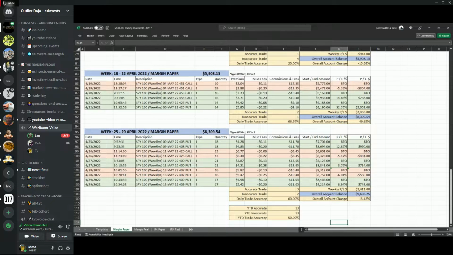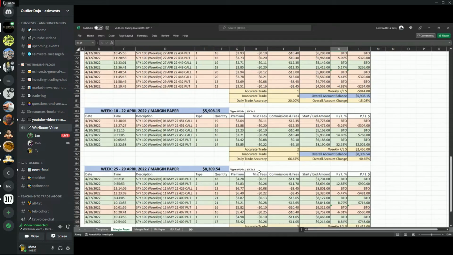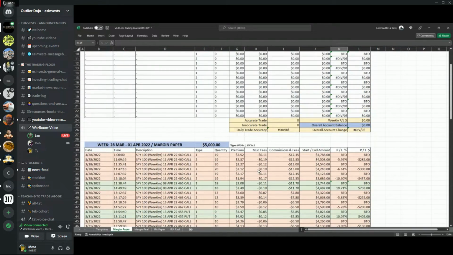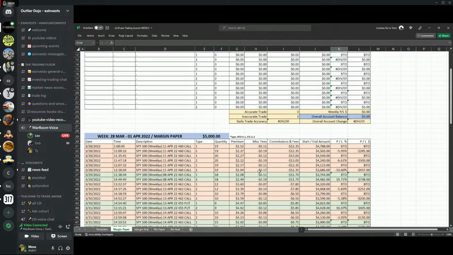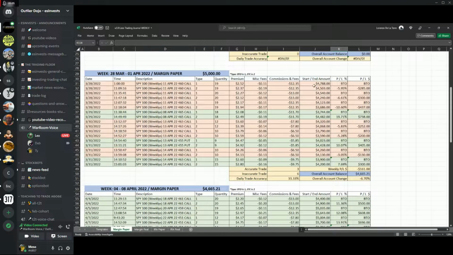The overall account change, I actually don't have from the beginning because this is on a weekly basis. So from the beginning of last week, I was at 8,300 and ended up at 9,600, at 50% overall profit. Key thing to note is, if you notice the, no wait, where is it?